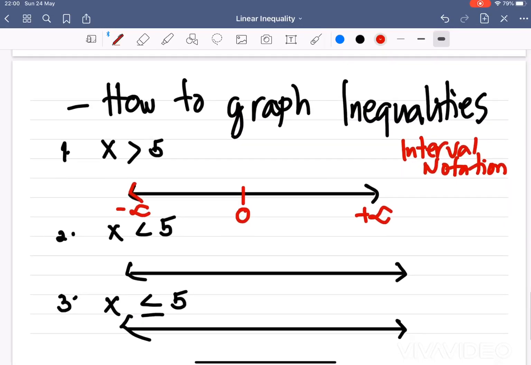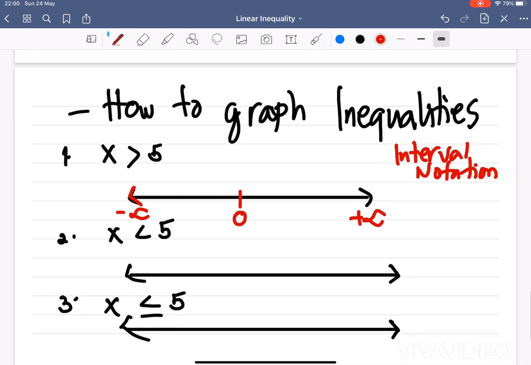Now, suppose in number 1, we have a solution which is x is greater than 5. Meaning the value of our x in the given inequality should be greater than 5. It could be 5.5, 5.6, it could be 6, 7, 8, 9, 10 to the positive infinity. So those are the possible values of x.